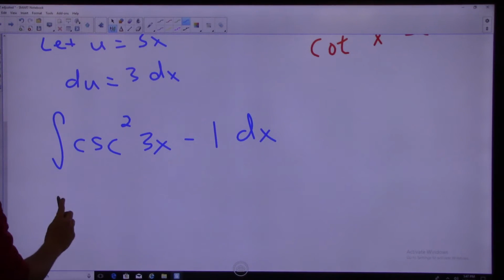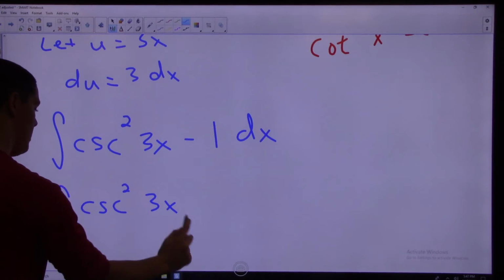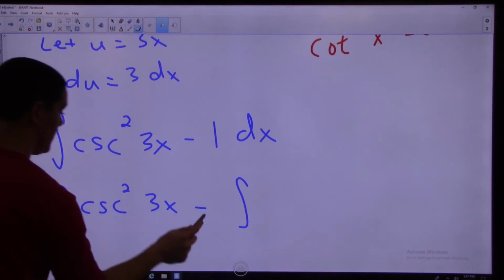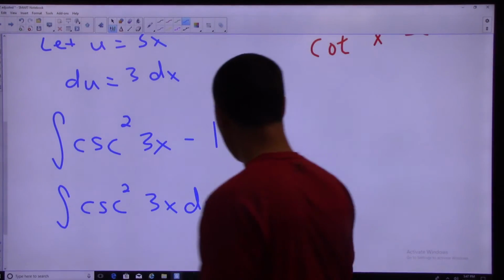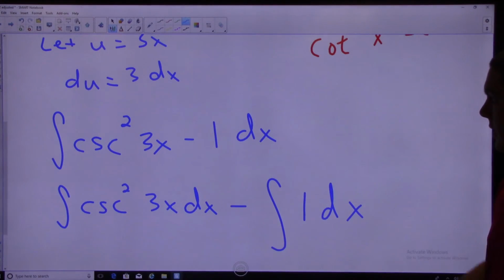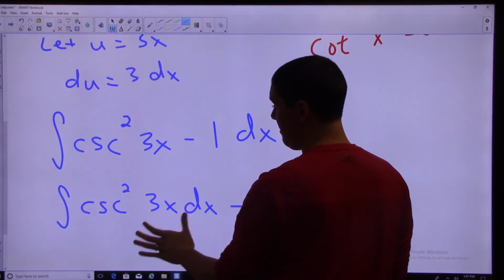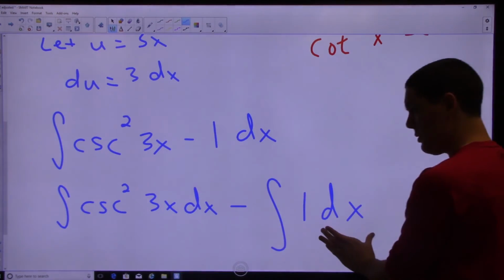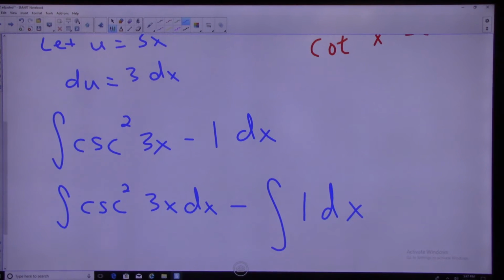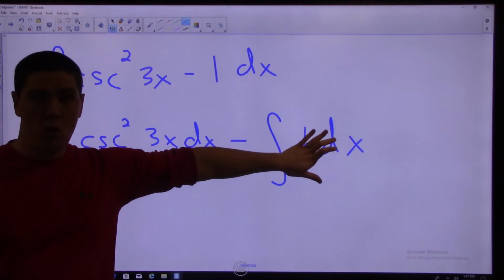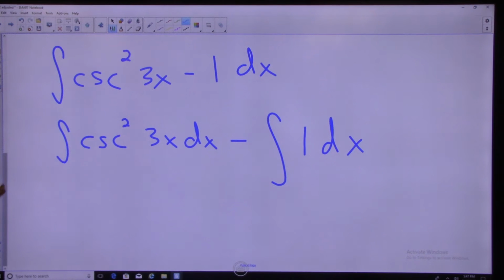Properties of integrals, we can rewrite this as the integral of cosecant squared of 3x dx minus the integral of 1 dx. Whenever we subtract two things, that's the same thing as taking the integral of the first guy minus the integral of the second guy. Okay, so hopefully that's all right. Now, guys, we should know how to integrate 1. Add 1 to the exponent, divide by it. So it's just basically going to be x, which we'll get in a second.